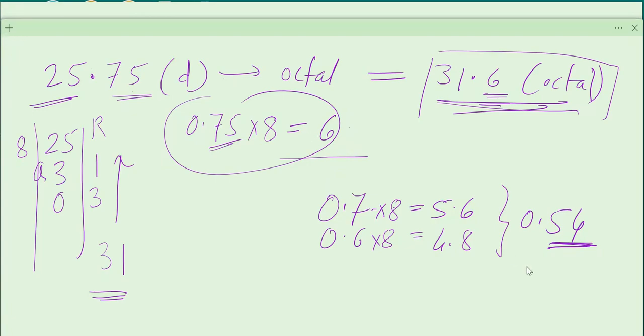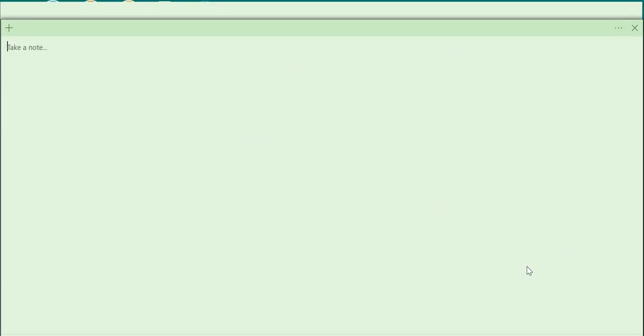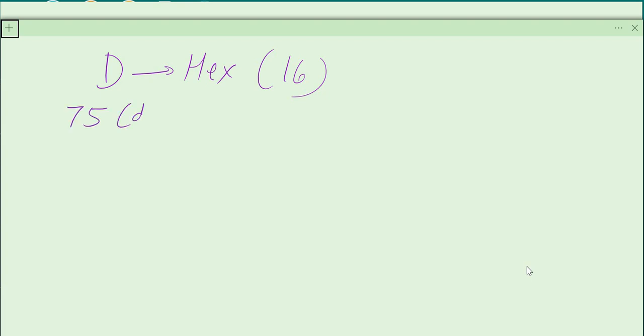Now exactly similar procedure will be used for decimal to hexadecimal also. In hexadecimal the base is 16. So we have to divide or multiply by 16. Now let us consider any decimal number. Let us take 75 decimal number and convert into hex. 75 is an integer part, so use only the integer part. 75 divided by 16.